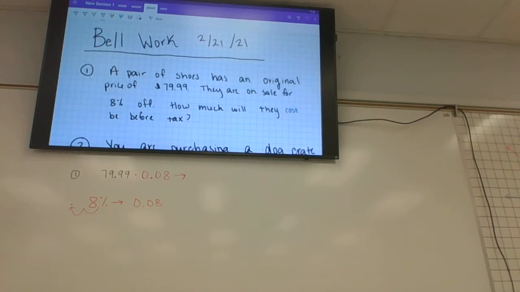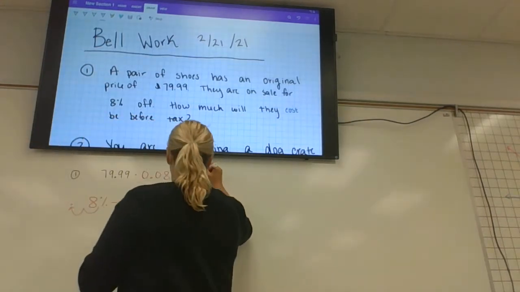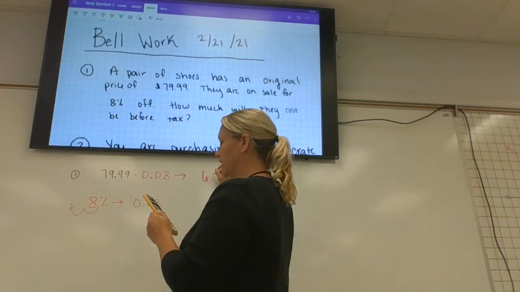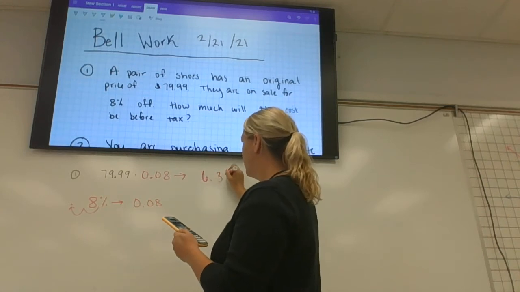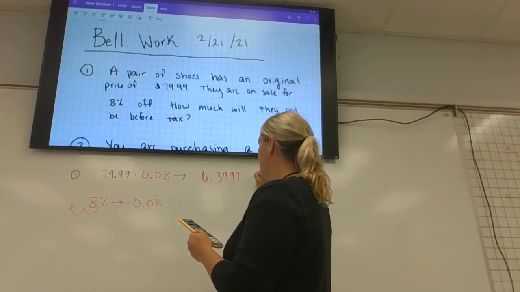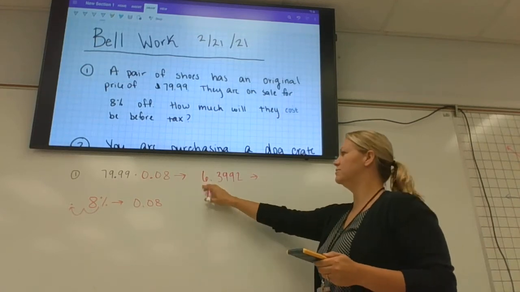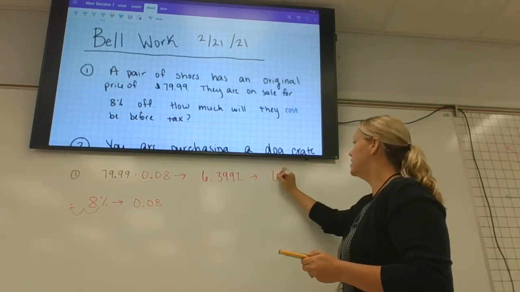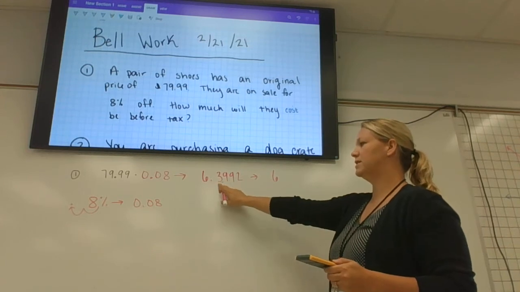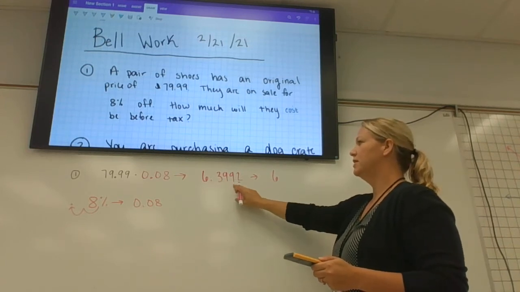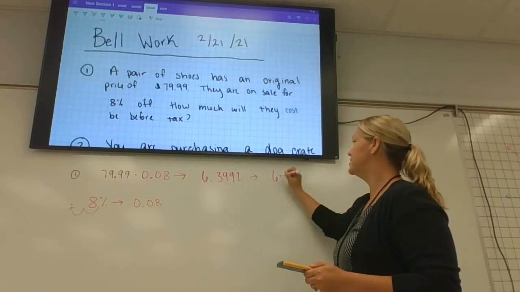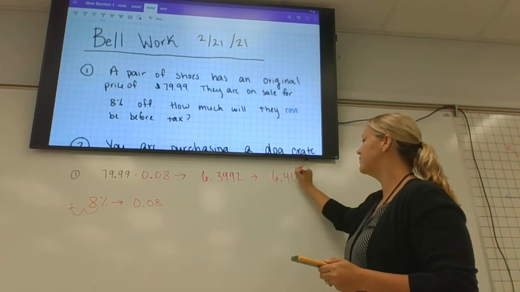And then you subtract that off the 79. So we're at 6 point, and I'm getting 0.3992. We've got to round this because we're talking dollars and cents. I would love to round to not the tenth but the hundredth, but that would round up, so that's going to take me to 6.4.